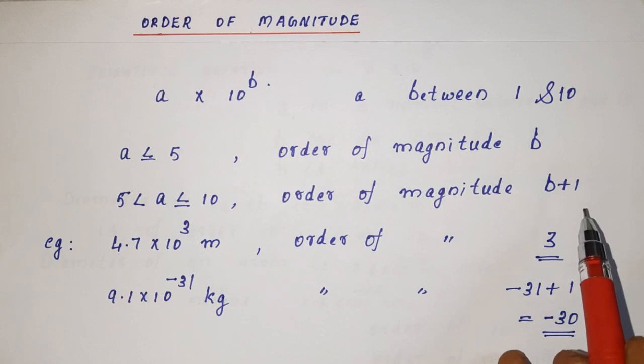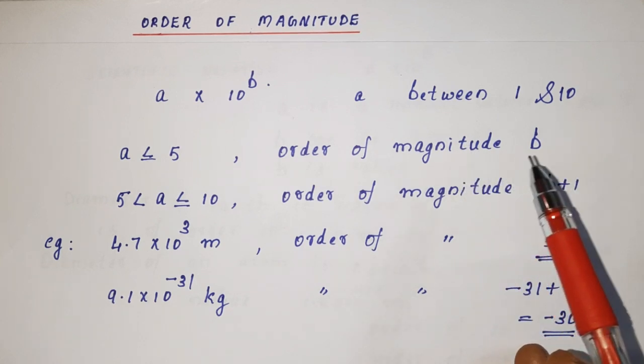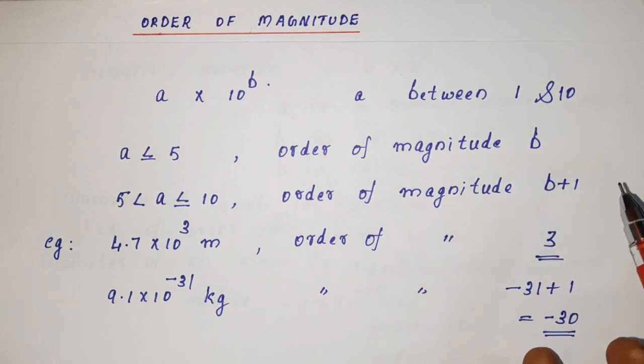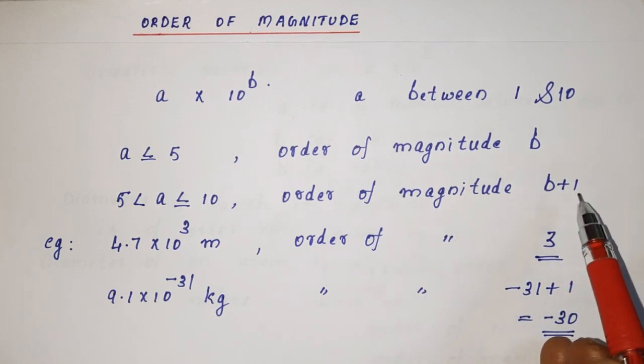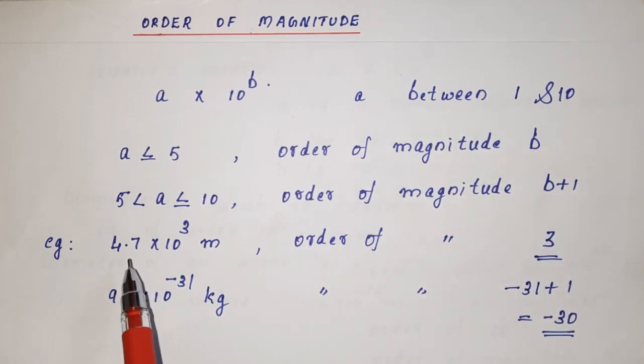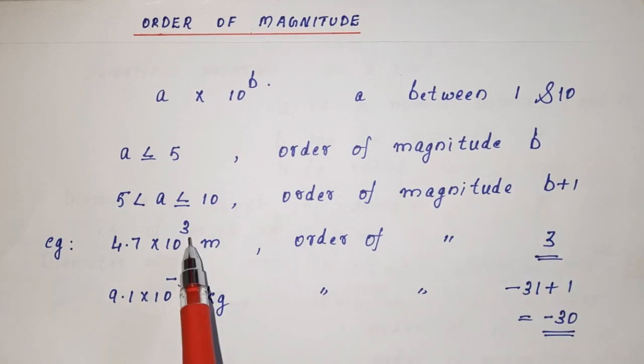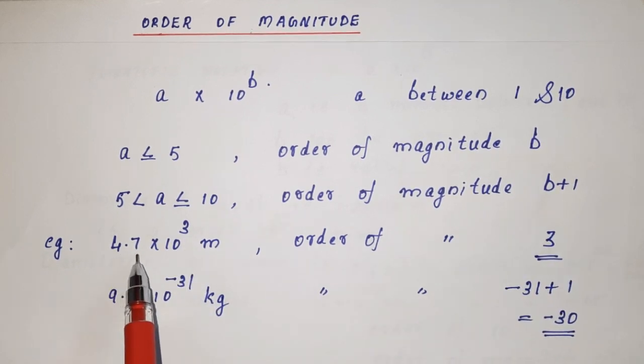So that is the case. If the value of a is greater than 5 and less than or equal to 10, then the order of magnitude becomes b plus 1. Example, 4.7 into 10 raised to 3 meter. Order of magnitude is 3 itself because here a is less than 5.